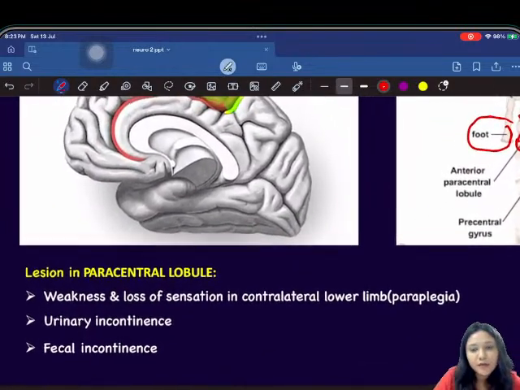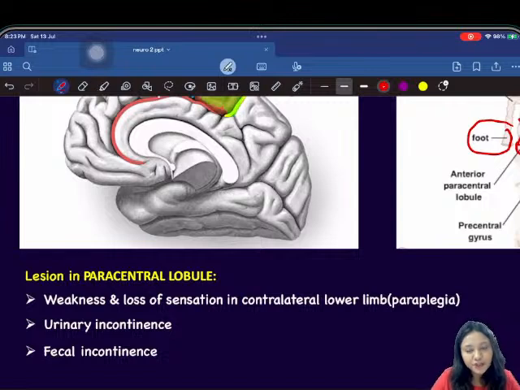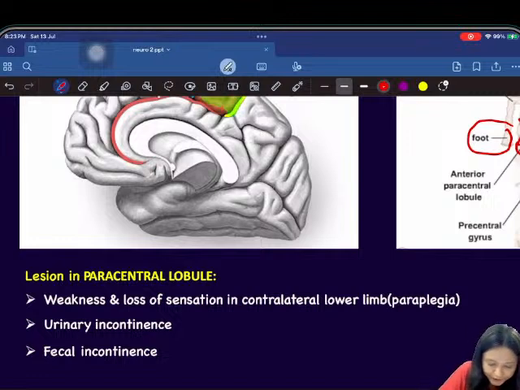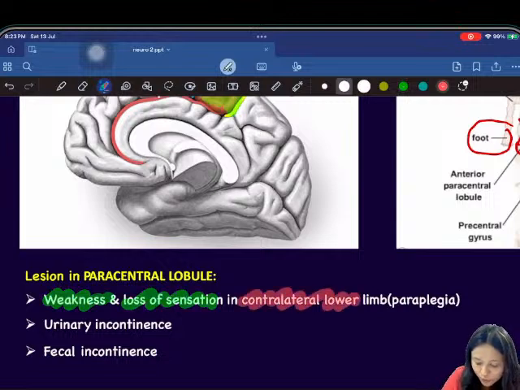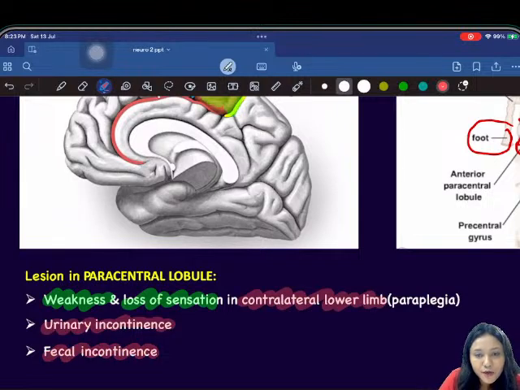You know that nowadays they are repeating the question, but they are changing the pattern of the question. So if a topic came on the paracentral lobule, you have to study the entire topic, because next time the pattern will be changed. They are not going to ask the same question, they will slightly change the pattern. If there is a lesion in the paracentral lobule, there will be weakness and loss of sensation, mind you, in the contralateral lower limb, in the opposite lower limb. There will be urinary incontinence and fecal incontinence. So micturition and defecation is gone and there will be contralateral paraplegia.